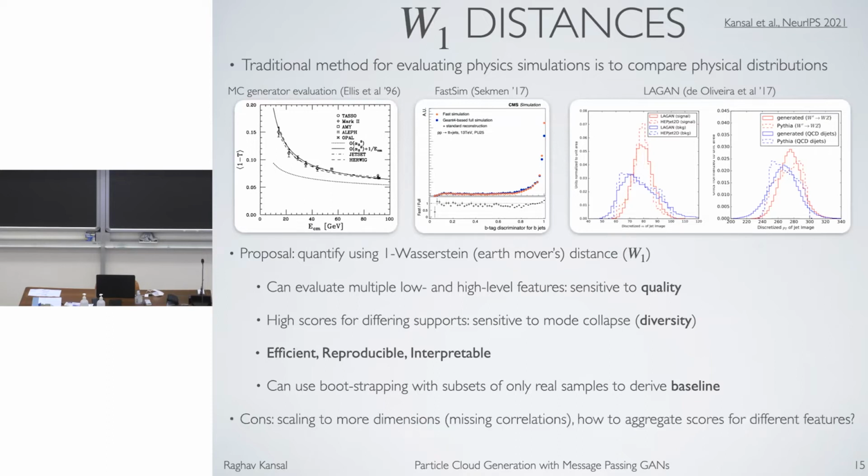But some drawbacks are that it's hard to scale to higher dimensions because the Wasserstein distance is very slow. You're missing correlations between features in that case, and it's not clear how we would aggregate scores across the different features if we're doing them individually.